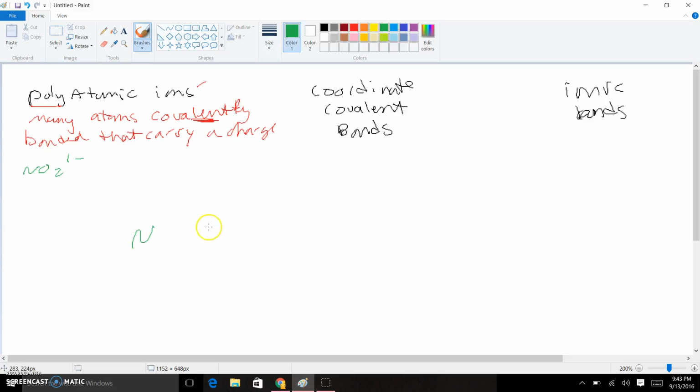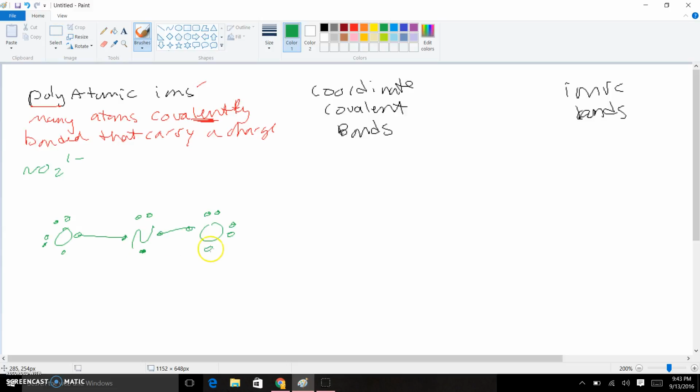I'm going to put N in the middle and O on the outside. This is called nitrate. It's on the back of your periodic table. N comes with 5 valence electrons. O comes with 6. We want to put the single dots in the middle, single electrons in the middle. That way we can make covalent bonds really easy. Covalent bonds are these sharing electron bonds. They're the line bonds.